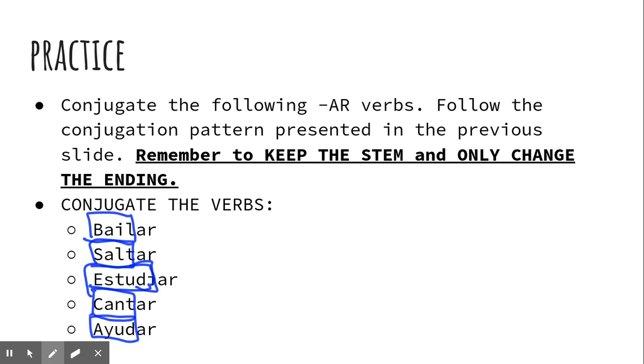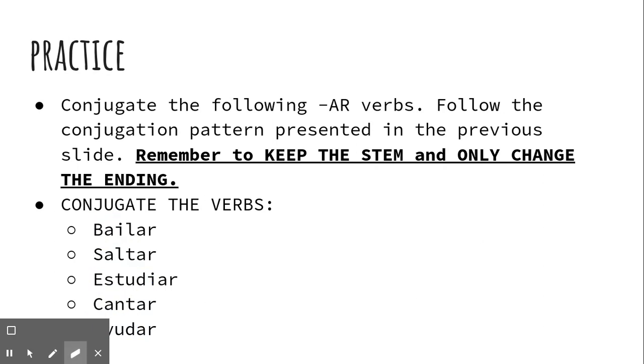So everything that you see in the blue box is going to stay the same and it's not going to change at all. So please pause this video, complete the conjugations on your notes. Once you're done completing these conjugations, continue watching the video so we can learn about ER verb endings. Good luck.